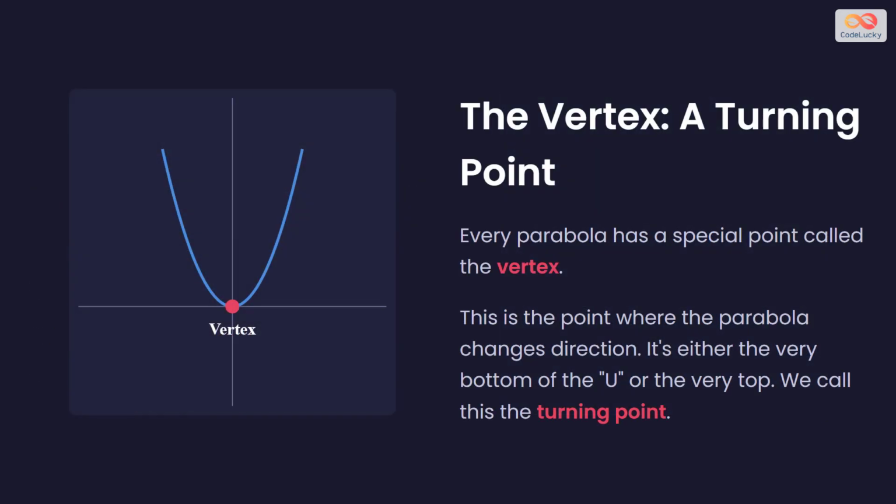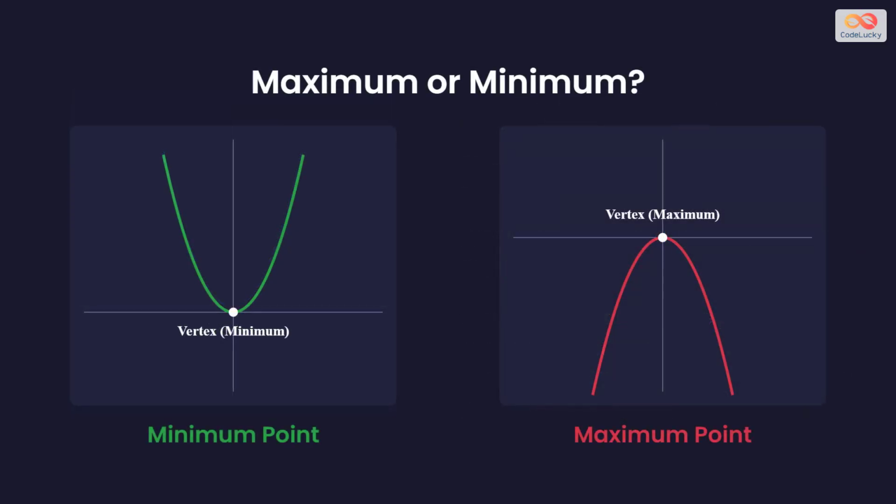Every parabola has a very important point called the vertex. The vertex is the turning point of the parabola. It's the exact spot where the curve changes direction, either from going down to up or from going up to down. If a parabola opens upward, its vertex is the lowest point, which we call the minimum point. If the parabola opens downward, its vertex is the highest point, which we call the maximum point. The vertex is one or the other.